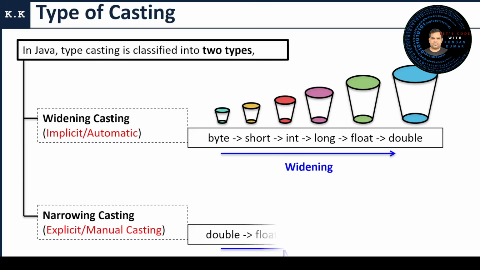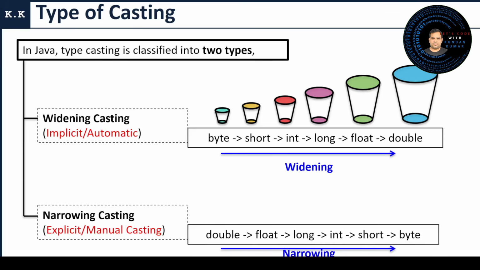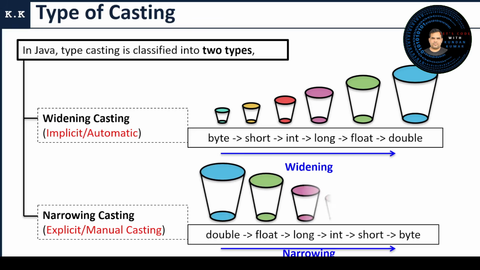The other is called narrowing casting. Java does not support explicit, meaning automatic, narrowing casting. You have to cast manually by writing the program. Narrowing means you are trying to assign a big-size data type into a small-size data type, so bigger to smaller. Those are the two types of casting Java supports.